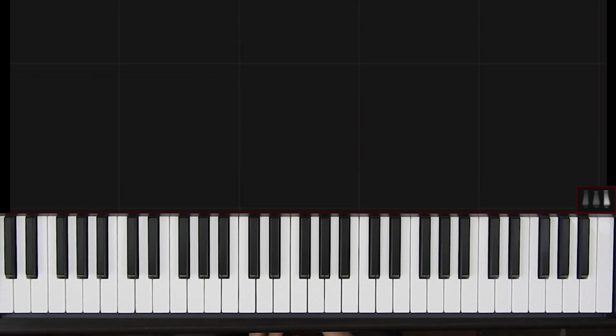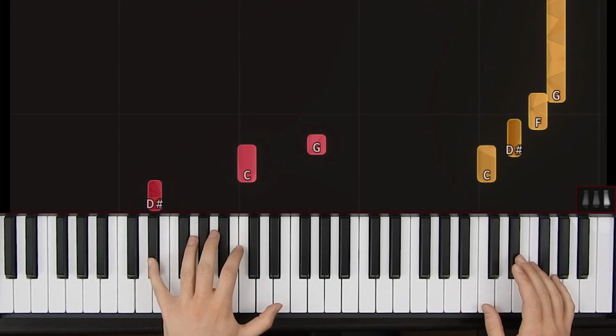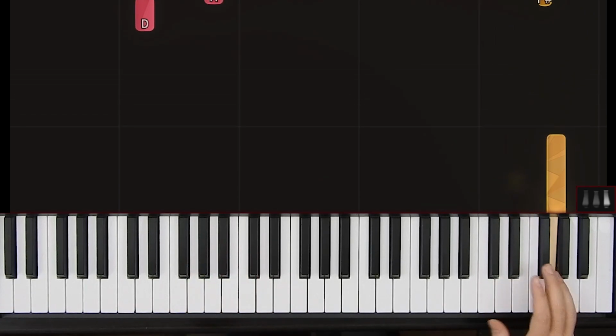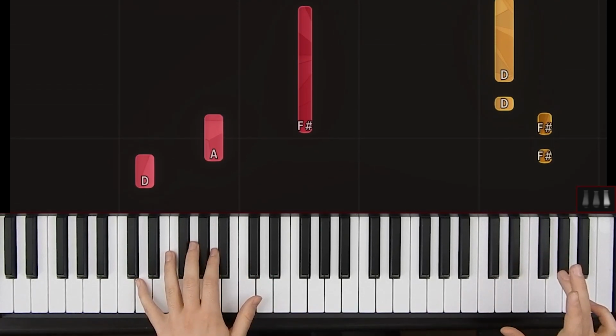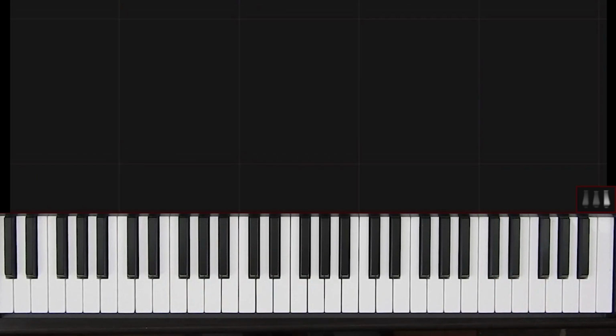Pretty much just pedal wherever you have a change in harmony. At the start of each new section, change pedals. You change pedal there, right? Here's the pause, and then change pedal here. At the beginning of every new kind of unit, you can change the pedal, and it'll sound pretty clean, I think.